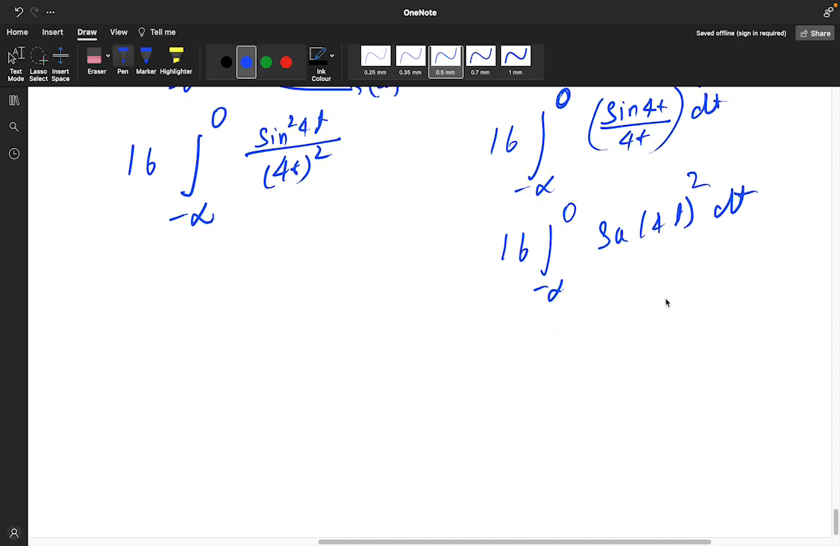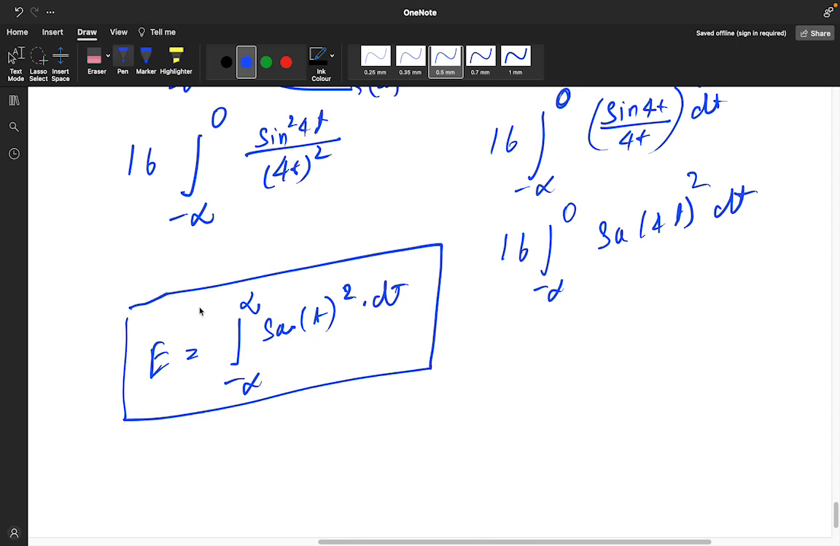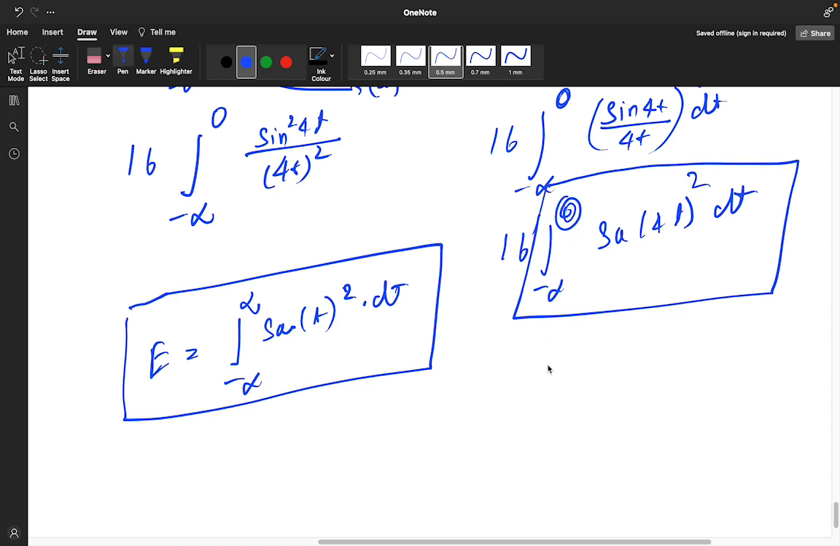Now, the energy formula of the sampling is minus infinite to infinite sampling t whole square into dt. Here what is missing? 0 is there. We need to make it infinite. How can we make it infinite? Minus infinite to infinite, divide by 2. Divide by 2 means whatever the limit is, if you make it 2 multiples, minus infinite to infinite, so it will be divided by 2.